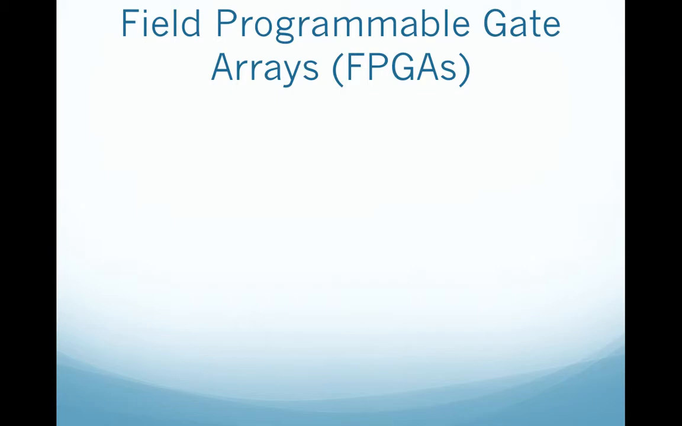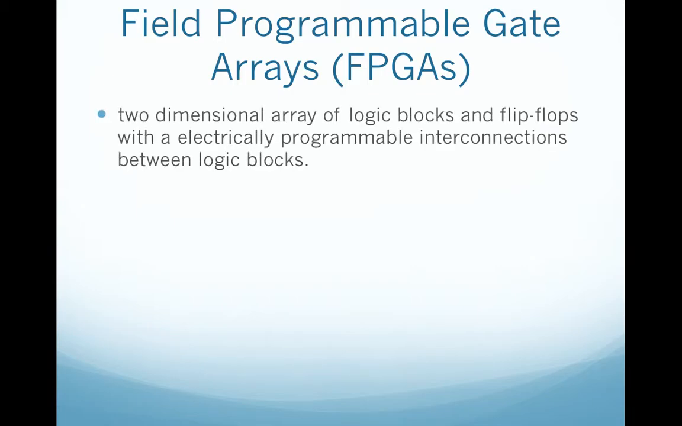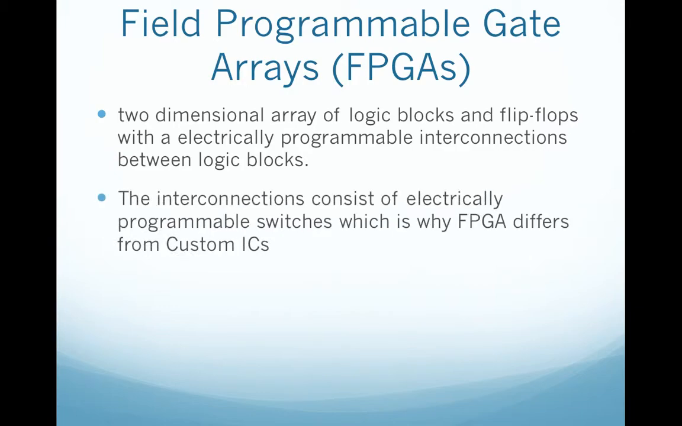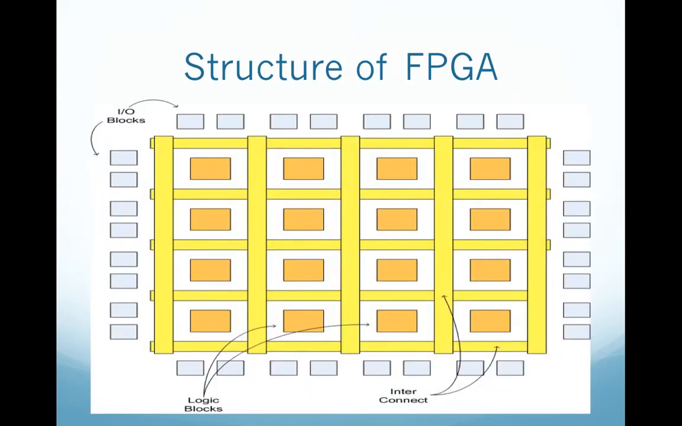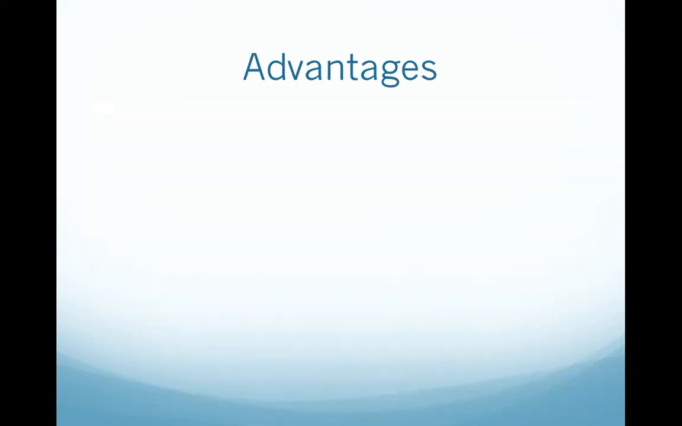The next one is field programmable gate arrays, or FPGAs. It is a two-dimensional array of logic blocks and flip-flops with electrically programmable interconnections between the logic blocks. The interconnections consist of electrically programmable switches, which is why an FPGA differs from a custom IC. A custom IC is programmed using integrated circuit fabrication technology to form metal interconnections between logic blocks. This is the structure of an FPGA. As you can see, there are I/O blocks, then to separate them, there are the interconnect and the logic blocks themselves.